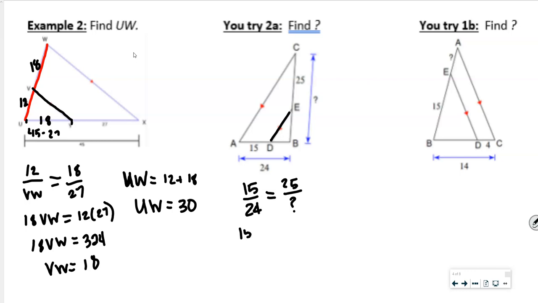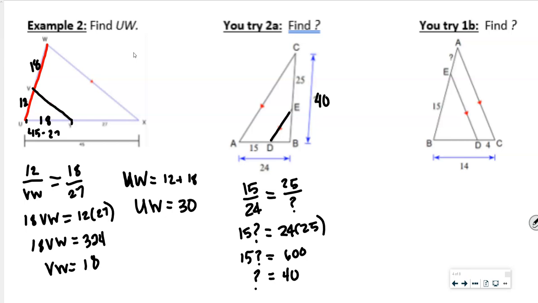So this is going to be 15 question mark is equal to 24 times 25, right? So 24 times 25 is 600, so 15 question mark is equal to 600. Divide both sides by 15. So our question mark is going to be equal to 40. Okay, so this over here is 40, so then what would EB be?